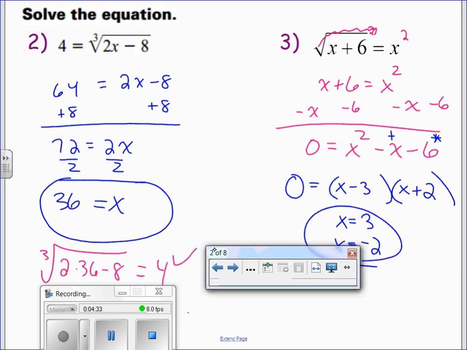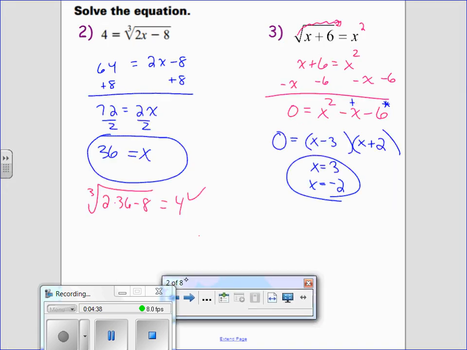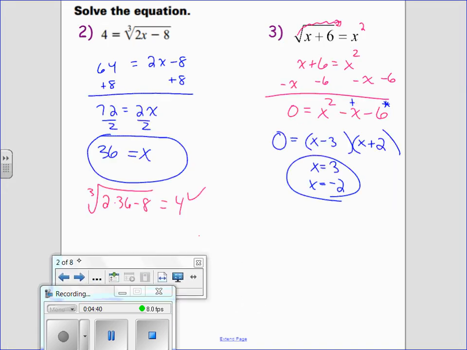Again, definitely good practice to check these answers, because I don't know, maybe one will be extraneous, maybe they'll both be extraneous, maybe they'll both be fine. We'll find out. So we're going to put that 3 in for x. Is the square root of 3 plus 6 going to equal 3? Well, it's the square root of 9, and the square root of 9 does equal 3, so that's fine.